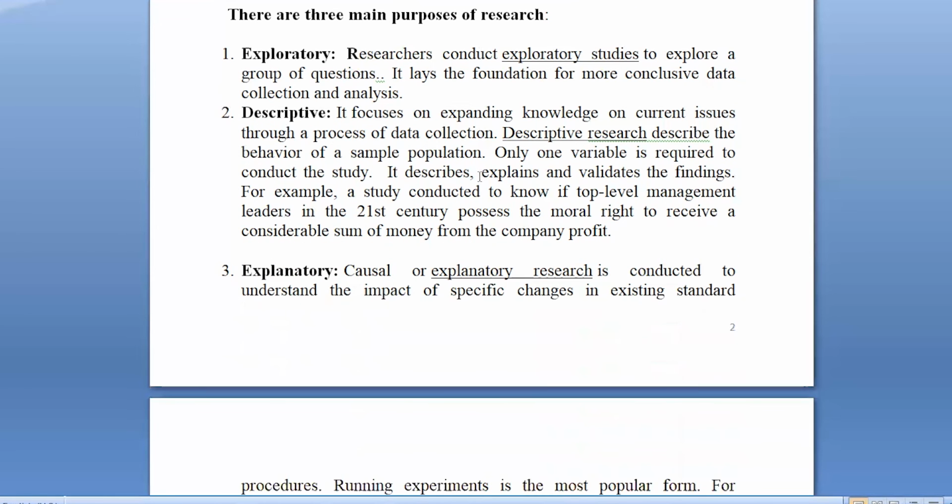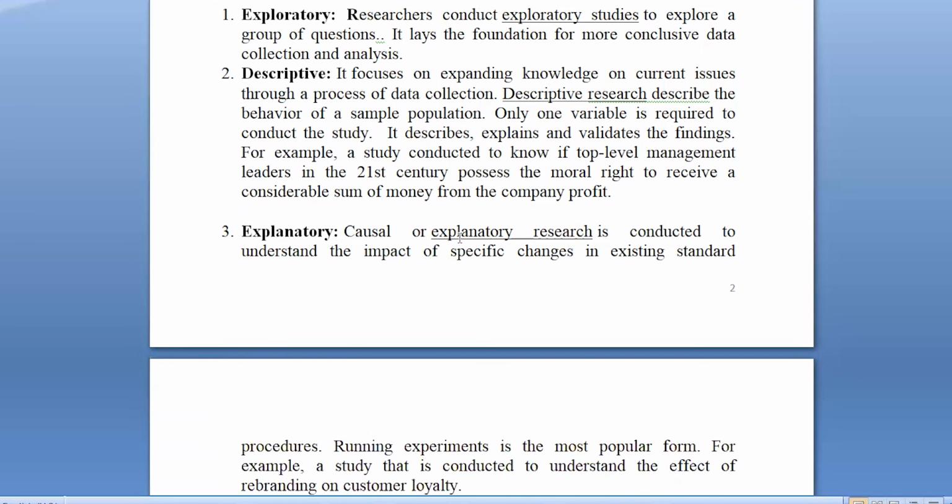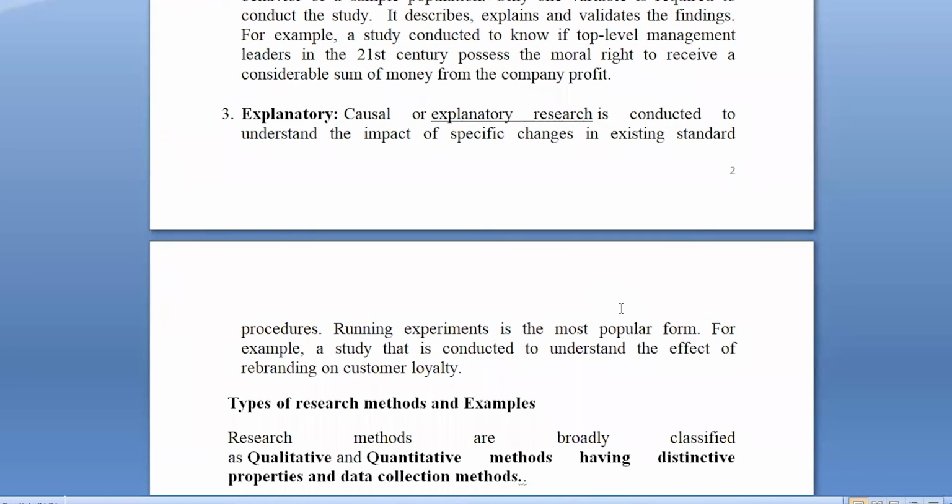Then the third one is explanatory. Causal or explanatory research is conducted to understand the impact of specific changes in existing standard procedures. Running experiments is the most popular form. For example, a study that is conducted to understand the effect of rebranding on customer loyalty. Now, we will go to types of research methods and examples.